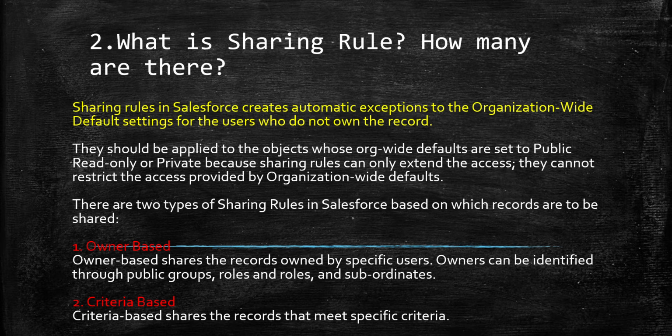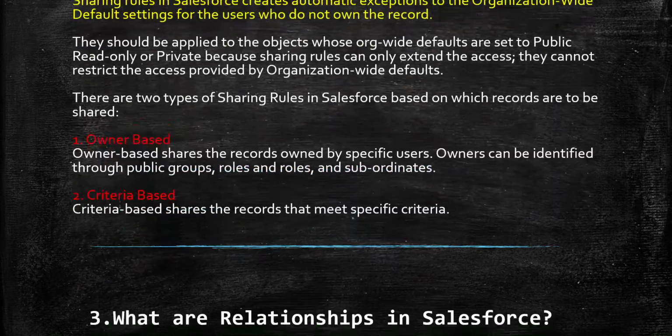There are two types of sharing rules in Salesforce. First is owner-based sharing rule, second is criteria-based. Owner-based sharing rules share records owned by specific users. Owners can be identified through public groups, roles, and subordinates. Criteria-based sharing rules share records based on conditions that meet the specified criteria.